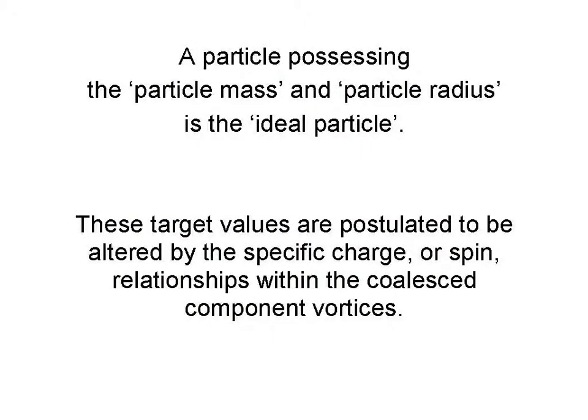So a particle possessing the particle mass and the particle radius is the ideal particle. Remember, there is no particle that possesses that particular mass or radius. This is an ideal particle. These are target values, and they're postulated to be altered by the specific charge or spin relationships within the coalesced component vortices, a topic that will be brought up later.